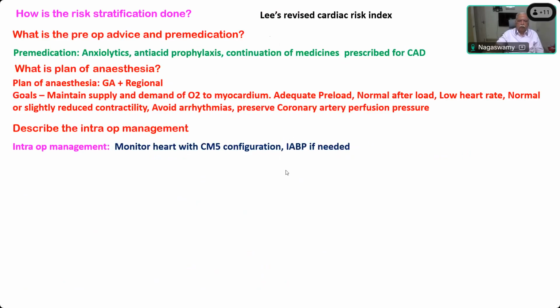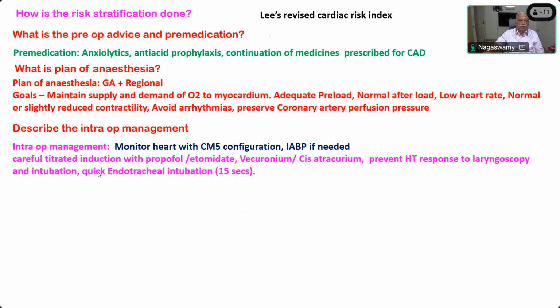And you may have to go for IABP to monitor the blood pressure in cases of severe diagnosed ischemic heart disease in the preoperative phase. Then you can go for a careful titrated induction with propofol or etomidate. Then the intubation can be done with atracurium or cisatracurium, and prevent hypertensive response to laryngoscopy and intubation with a quick endotracheal intubation lasting less than 15 seconds.